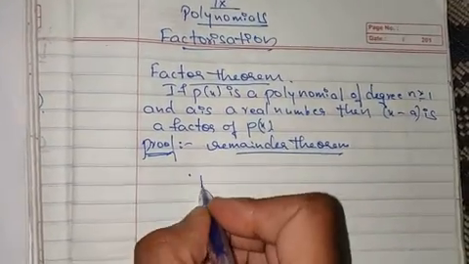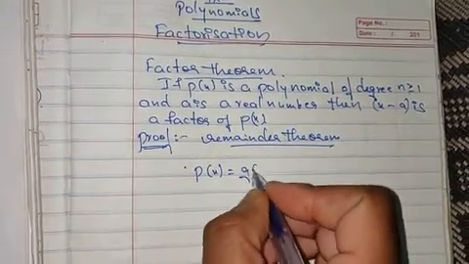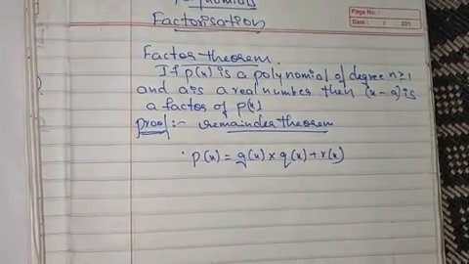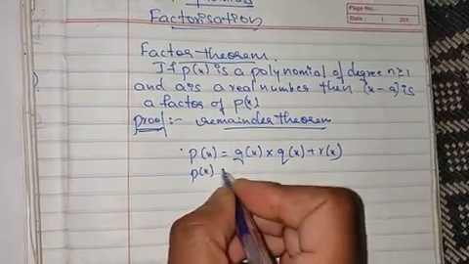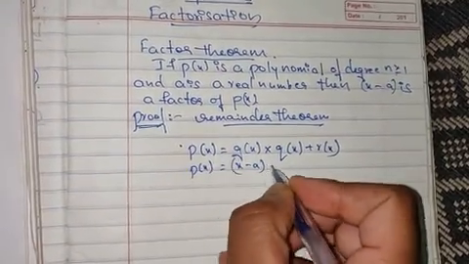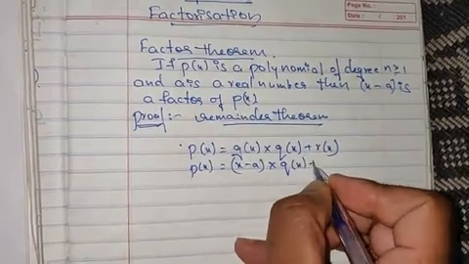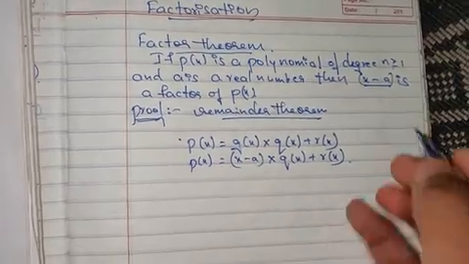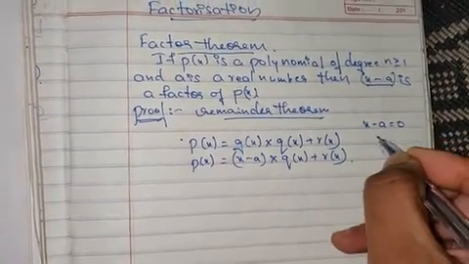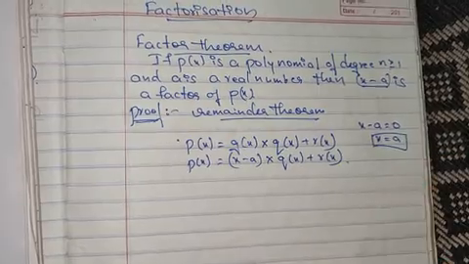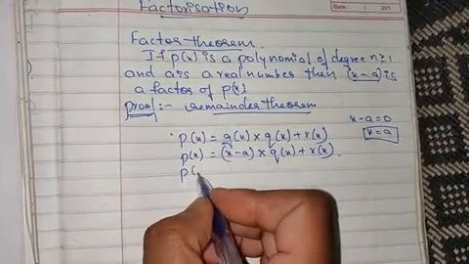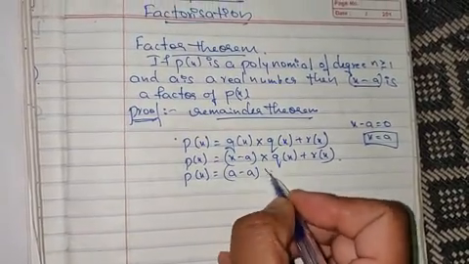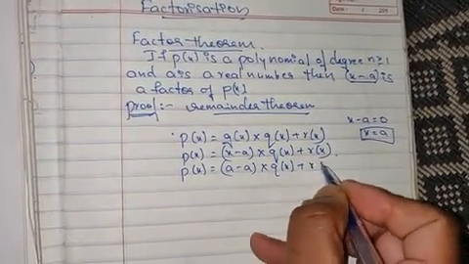So according to the statement, p of x is equal to g of x into q of x plus r of x. So as we know, g of x is equal to x minus a, so p of x is equal to x minus a into q of x plus r of x. As they have given x minus a is a factor, then x minus a is equal to 0, x equal to a. Let us substitute the value of x in the given equation.